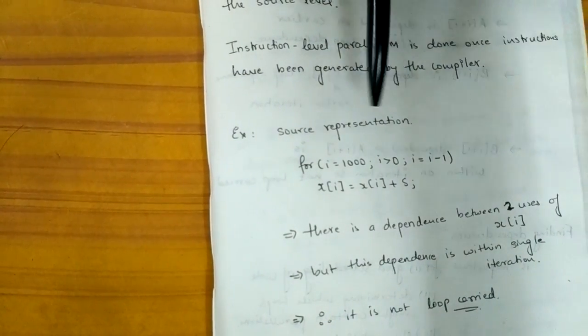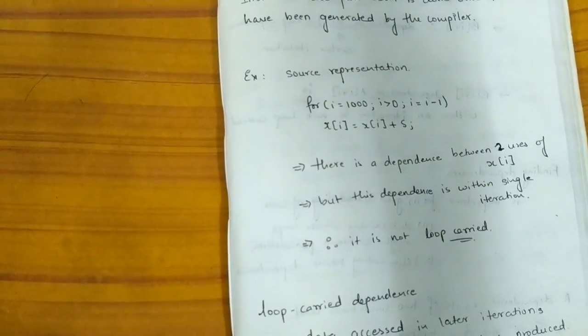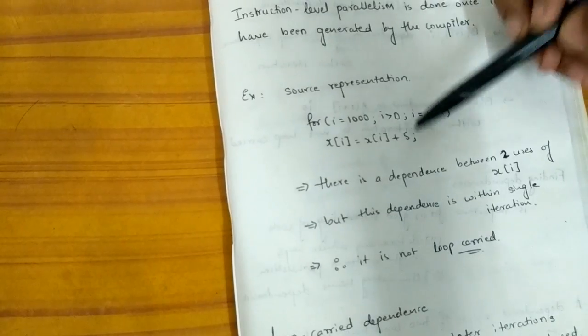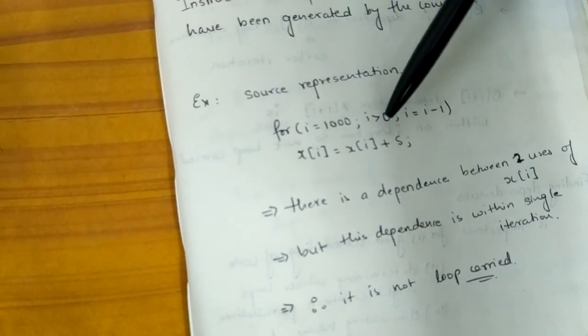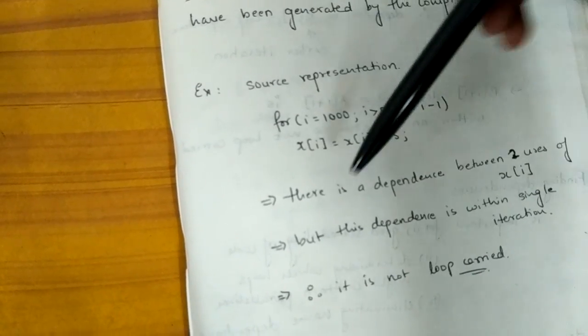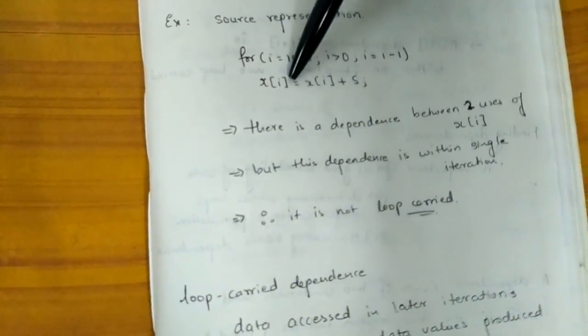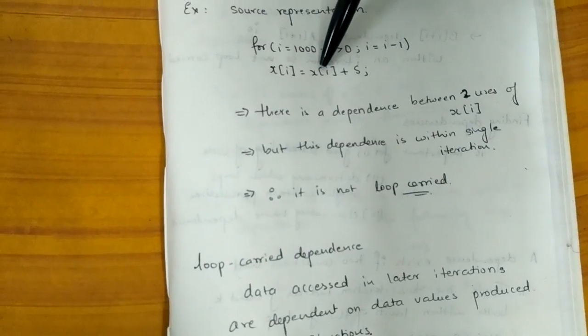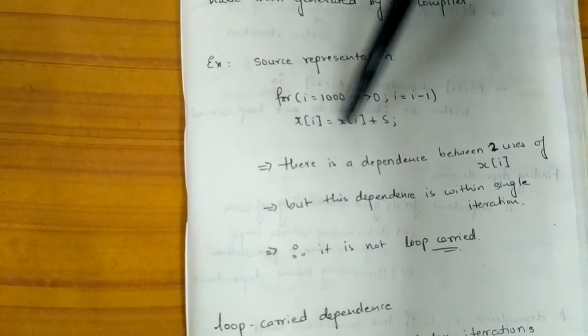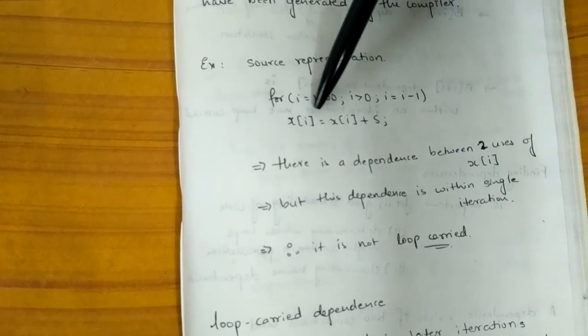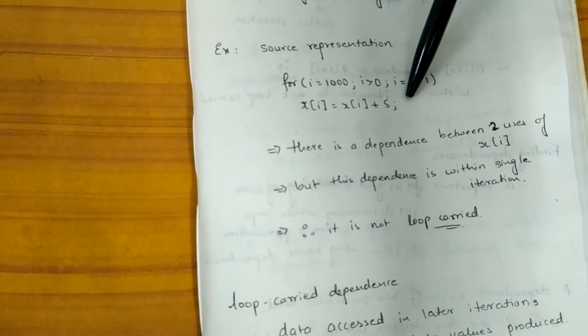Source representation. This is an example where one instruction is given. Xi is again in the RHS, given again as Xi. There is a dependence between the two uses. The first use is this and the second use is this. But the dependence is within the single iteration. Hence, it is not loop carried.